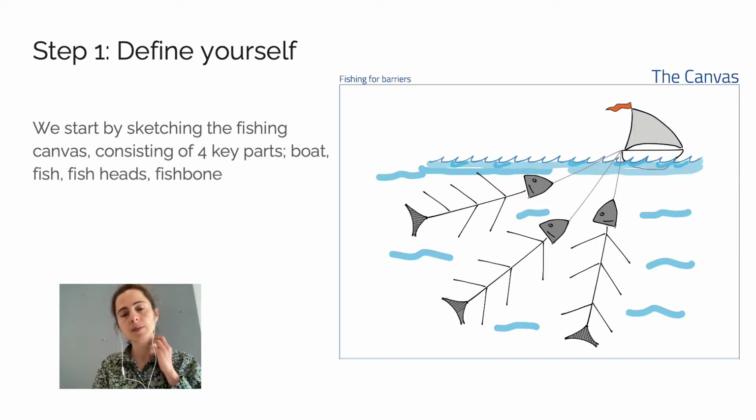So we will start with, first of all, defining ourselves. As you can see in the picture, this is quite a metaphorical part of the exercise, which helps us to remember it quite well. You start by taking a large piece of paper and sketching the fishing canvas, like the one you see on the screen. We will be using 4 key items that this image represents: the boat, the fish, the fish's heads, and the fishbone.